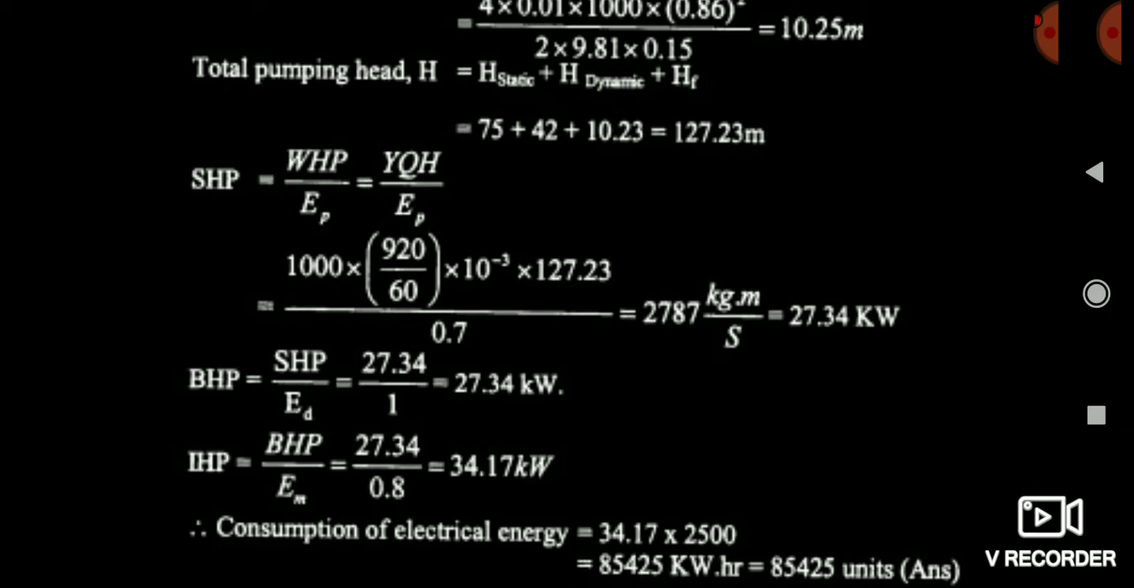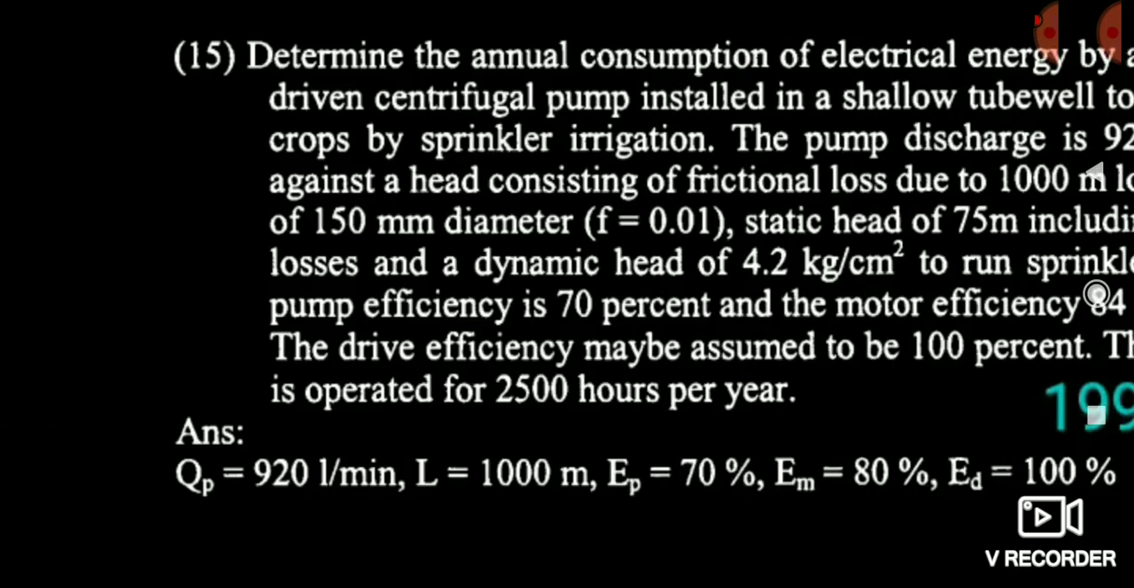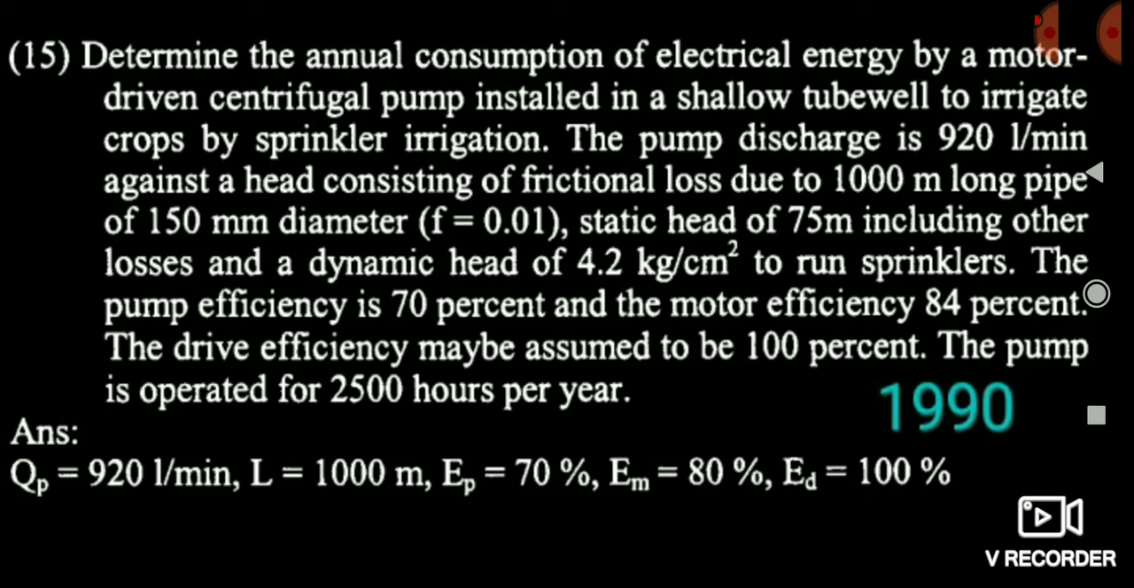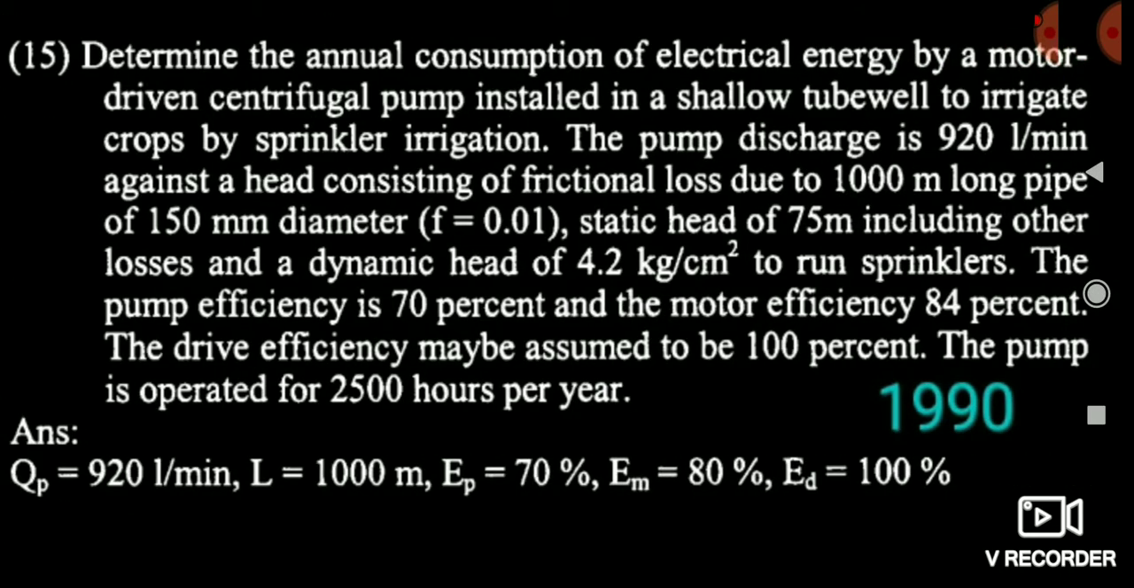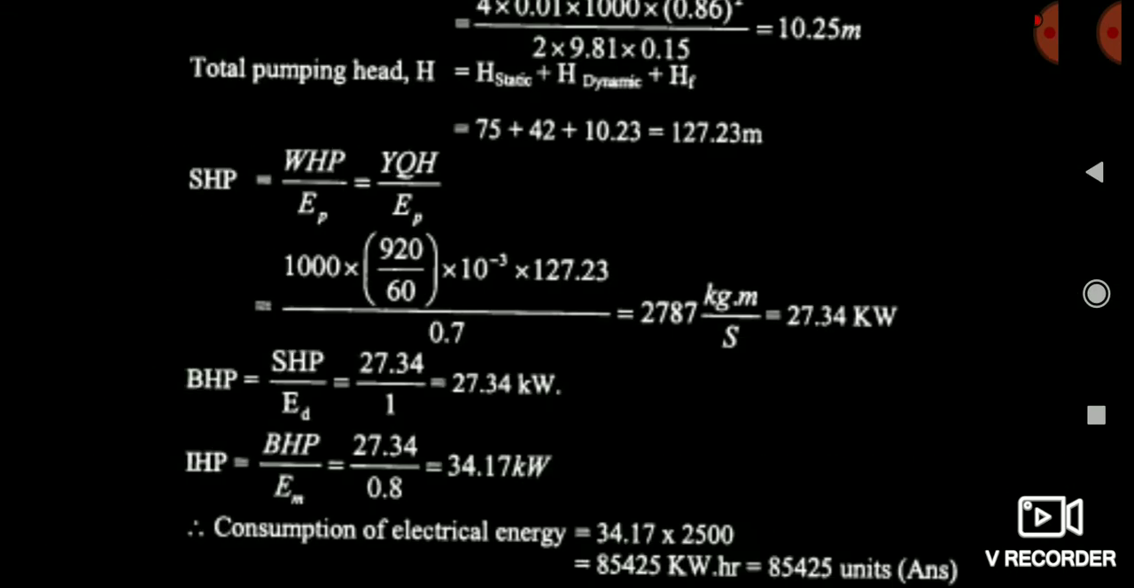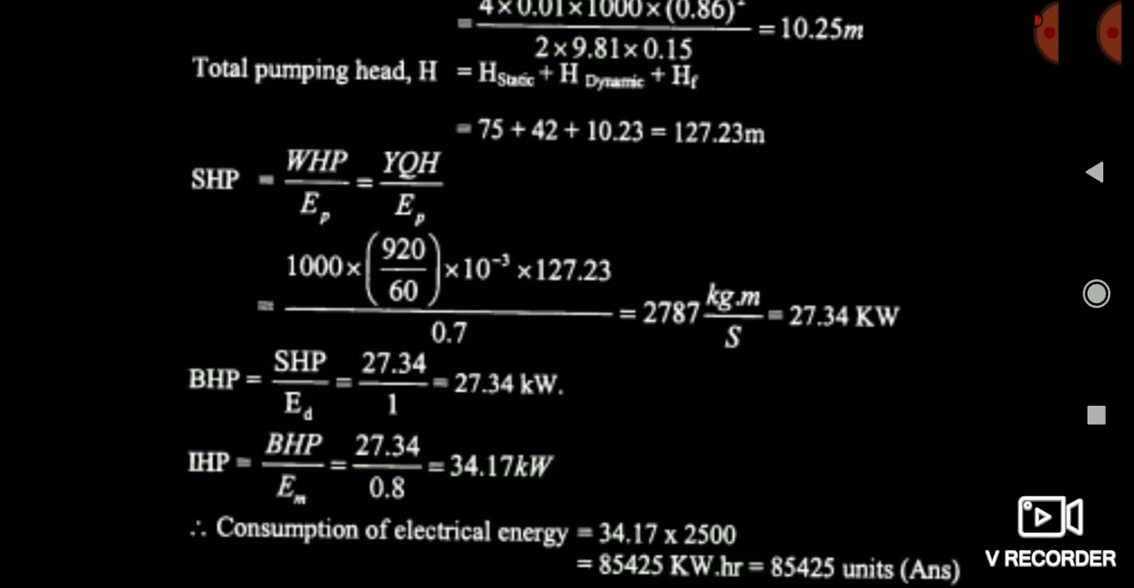Now friends, we have to calculate the IHP, means indicated horsepower, and IHP is nothing but the BHP divided by the motor efficiency. Motor efficiency is 84%, so you can simply divide by 0.84. Sorry, I made a little mistake here, that I divided it by 0.8. But we have to divide it by 0.84, and after that we will get the IHP, that is 34.17 kilowatt.